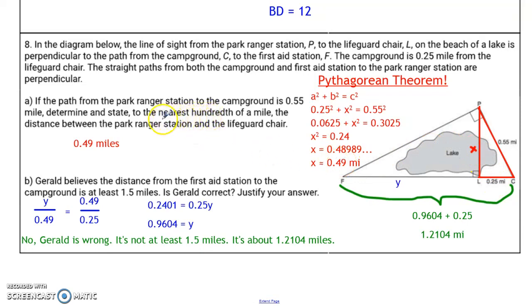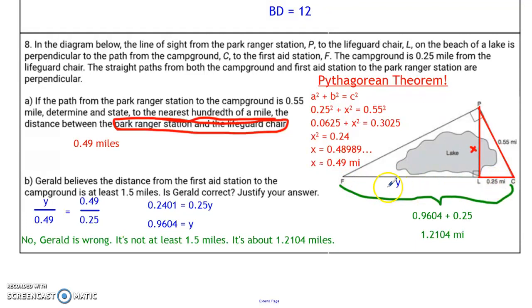We're asked to round to the nearest hundredth of a mile. We're looking for the distance between the park ranger station and the lifeguard chair. That was between P and L, respectively. That's 0.49 miles, and I showed the work here. Next, I'm looking for the distance from the first aid station to the campground. Well, first aid is here, campground is here. That means this whole green section is that distance. We don't know all of it, though. We don't know this piece, which is y.